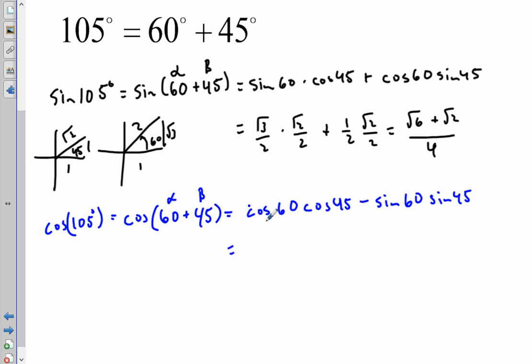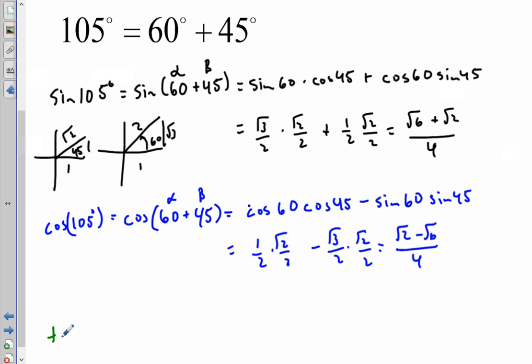From this one, cosine of 60 is going to be equal 1/2. Cosine of 45 is square root of 2 over 2. We got minus sine of 60, which is square root of 3 over 2. And then we have the square root of 2 over 2 right here. Multiplying through, square root of 2 minus square root of 6 over 4 would be our answer. Okay, then find the tangent.